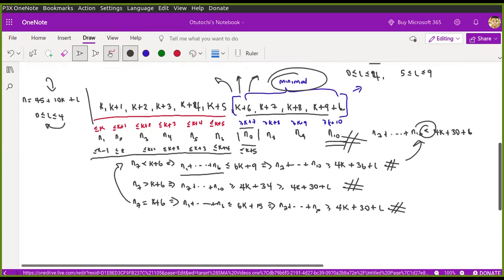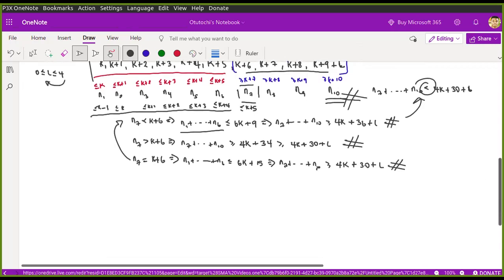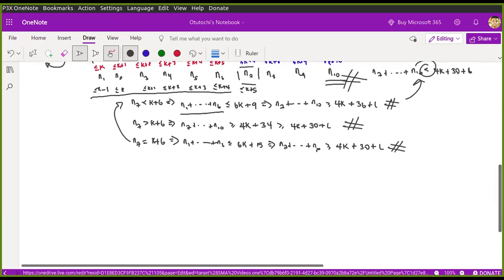Because the sum of these guys there is minimal, we can use it to test for the values of n that will work. And of course, those are the values for which that sum is greater than or equal to n over 2. So we basically have to test for that: we'll get that 4k plus 30 plus L should be greater than or equal to n over 2.